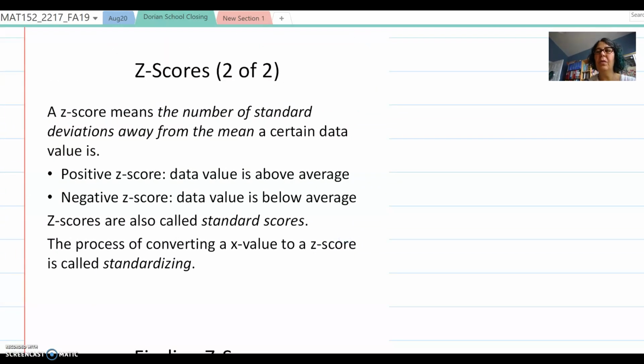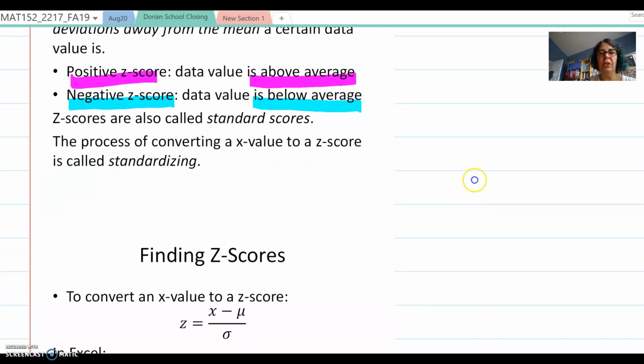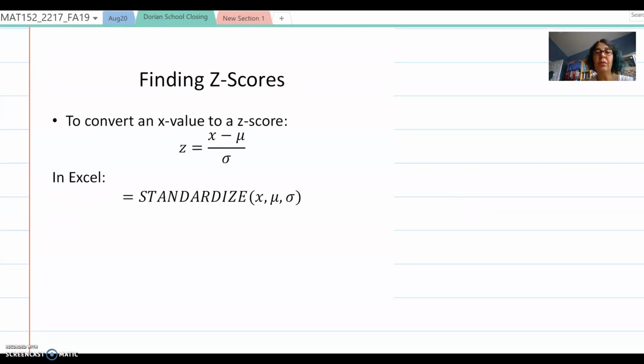So a positive z-score means that data values are above the average. Negative z-scores mean that data values are below the average, right? That's the location of the data. Now, you need to remember two things about the z-score. The definition of z-score is how far our data point is from the mean in terms of standard deviation. That's why we use this formula.